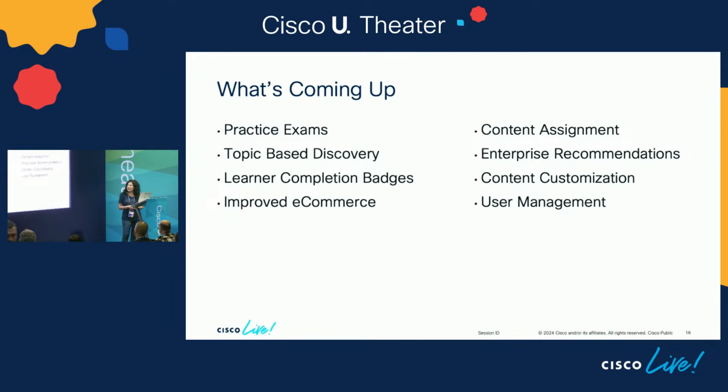The next one is topic-based discovery. It's essentially just improving the overall metadata and search and browse experience so that we can better connect learners to the content they're looking for, essentially shortening that path to value for our learners.